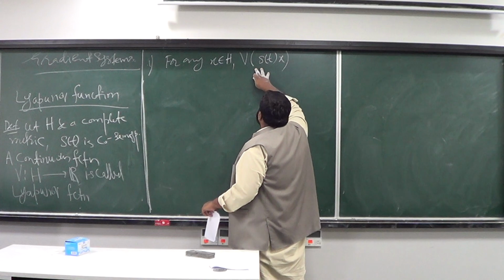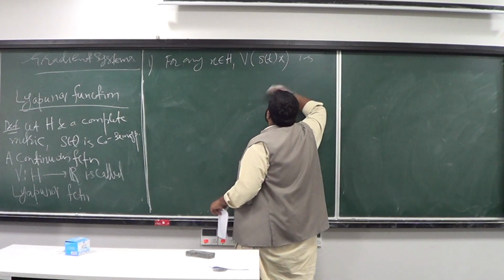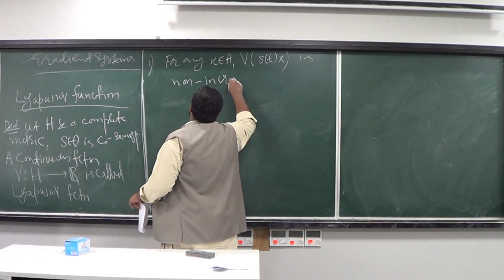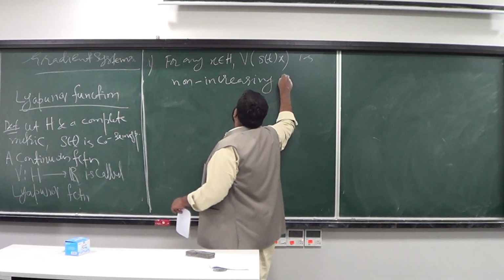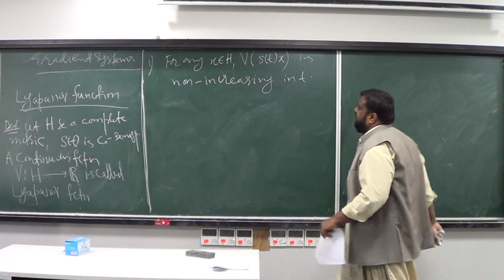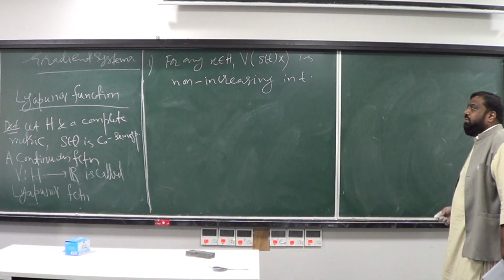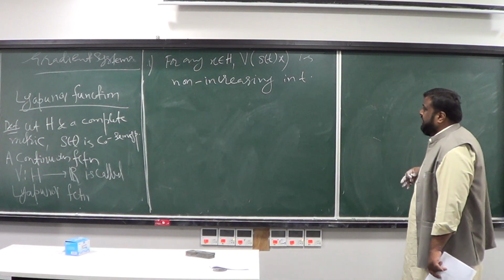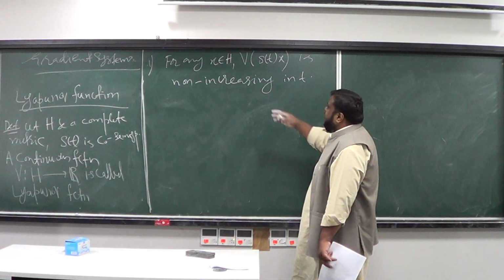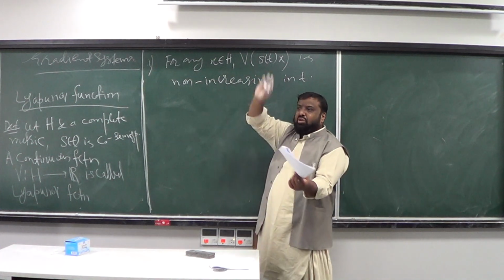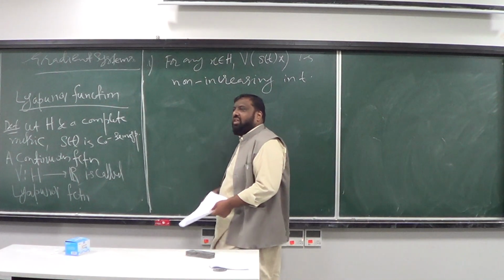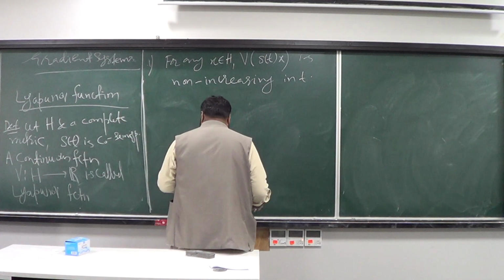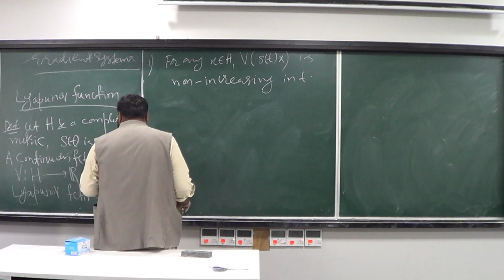So this function as a function of time is non-increasing in t. Okay, so the v operated onto S of t x is non-increasing in t. In other words, v operated onto u, where the u is the solution of your nonlinear evolution equation, is a non-increasing function in time t. So the first thing.